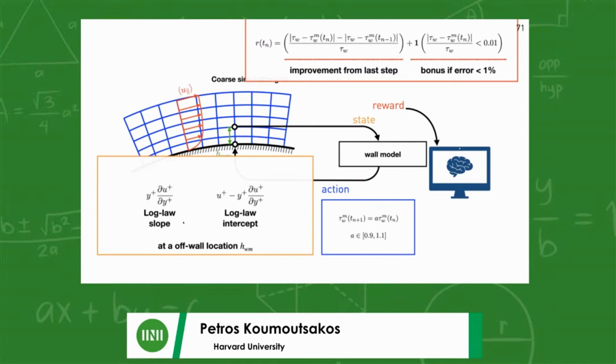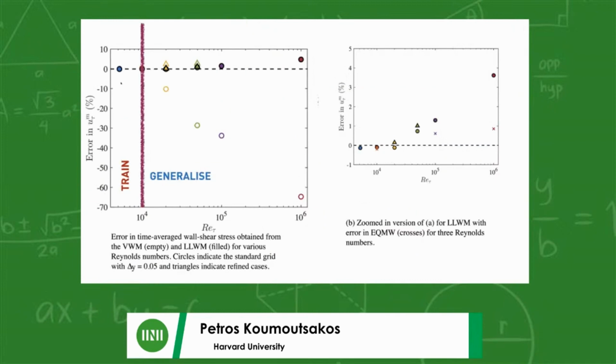And we use as states these two expressions that, if you pay attention to them, are actually estimates of the kappa and the B, but without knowing the kappa and the B. These are all quantities that we have from our simulations at these off-wall locations. They come from the LES themselves. The results are quite interesting. We train up to Re tau of 10 to the 4 for a channel flow. And then when we use the right states that I showed you, you get extrapolation up to Re tau of 10 to the 6. So it starts to become really interesting.